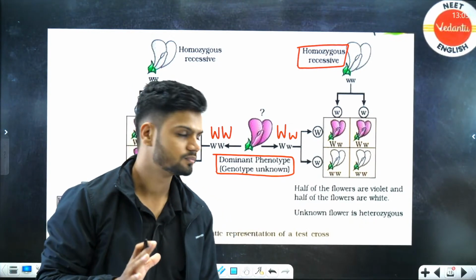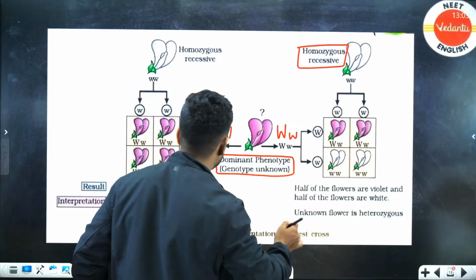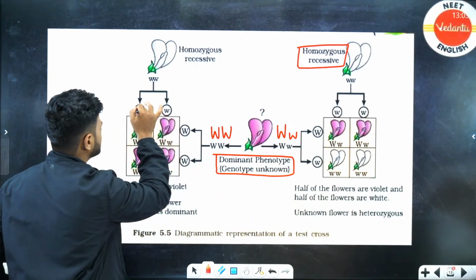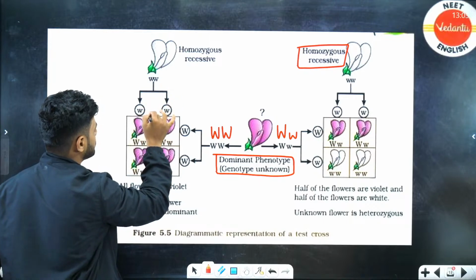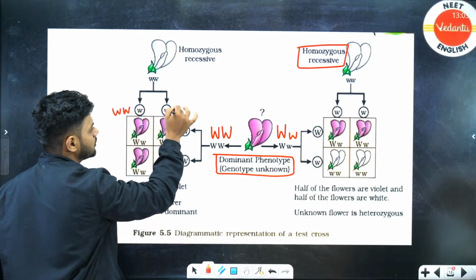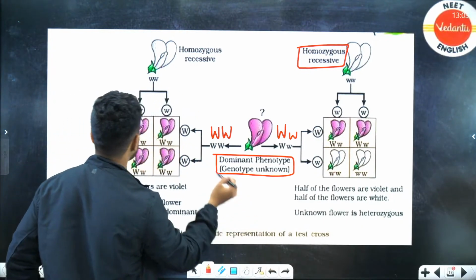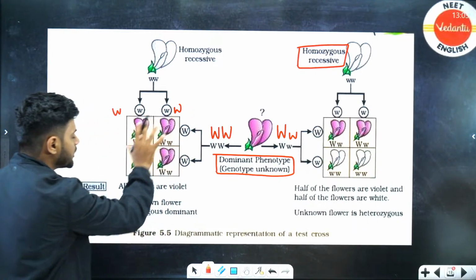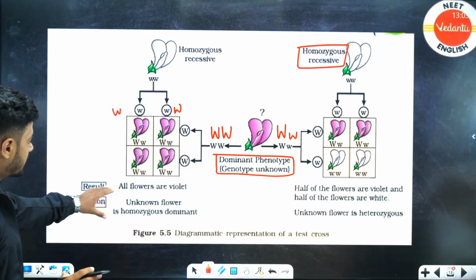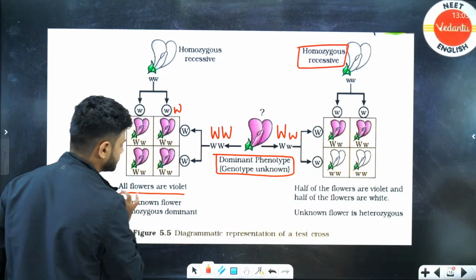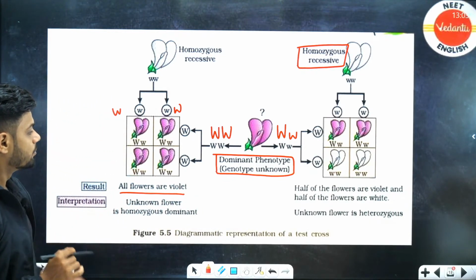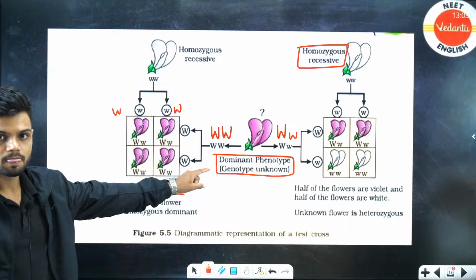Both chances are there. Now, what do we do? If you take this plant, capital W small w, and cross it with small w small w, do the simple Punnett square. With the help of the Punnett square, we end up getting all flowers violet here. Why? Because of the genotype.